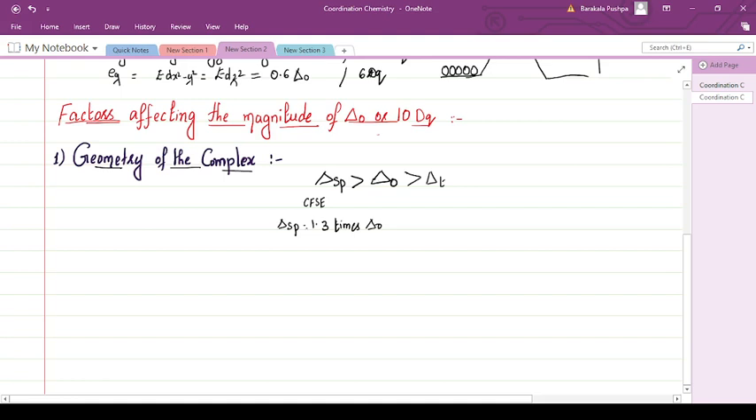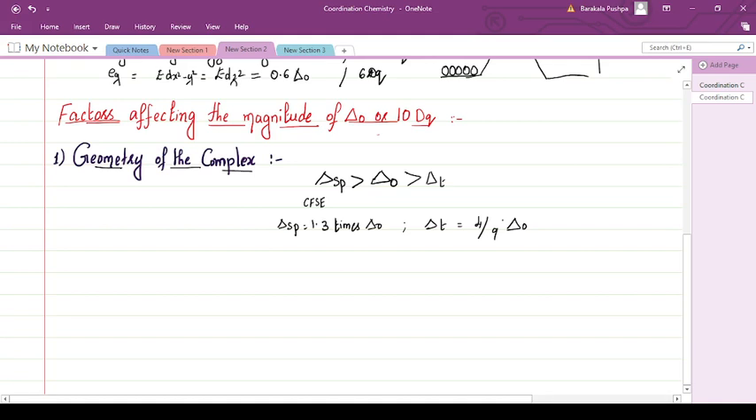Delta SP is equal to 1.3 times delta O, whereas delta T is 4/9 delta O. So, the geometry of the complexes: the complex is forming a square planar complex. The CFSE will be much higher than the other complexes. The CFSE of the octahedral complexes will be higher than the CFSE of the tetrahedral complexes.